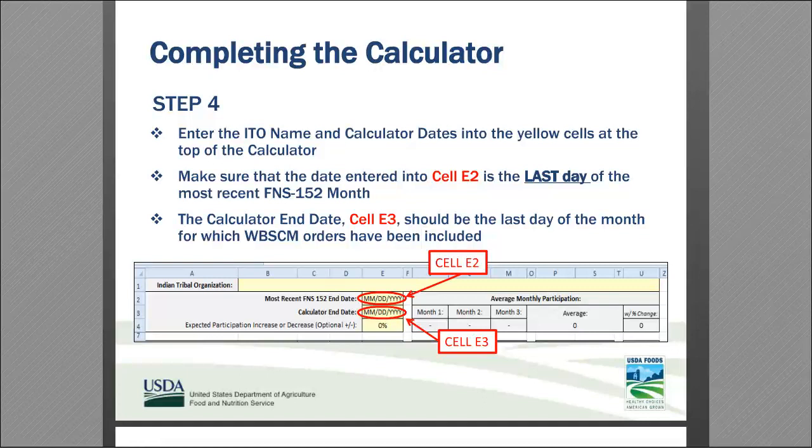If you don't include any orders from WebSCM, you can still run a calculator only using FNS 152s. In this scenario, the date will be the same for both the calculator end date and the most recent FNS 152 end date. This calculator will show a snapshot in time of what inventory levels look like at the end of the most recent FNS 152 month. You can analyze orders as far in the future as there are orders available.